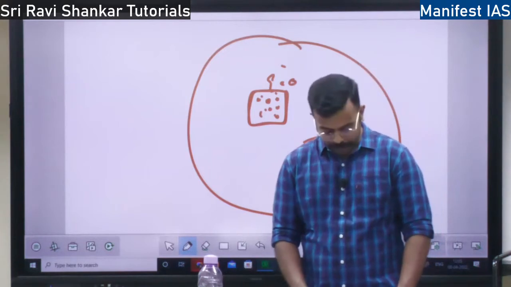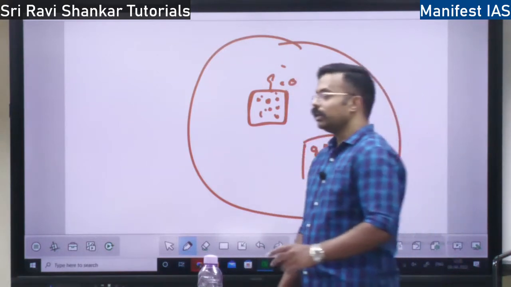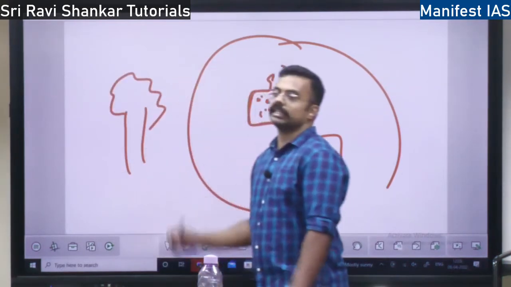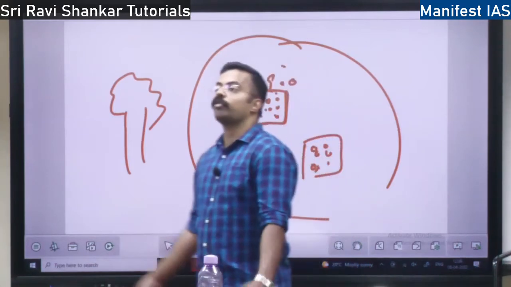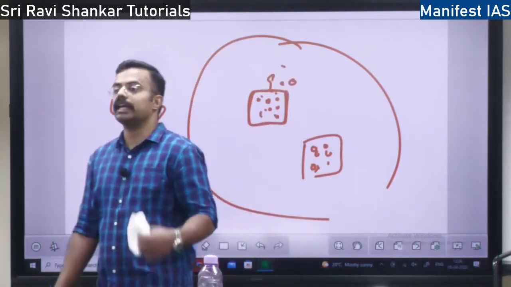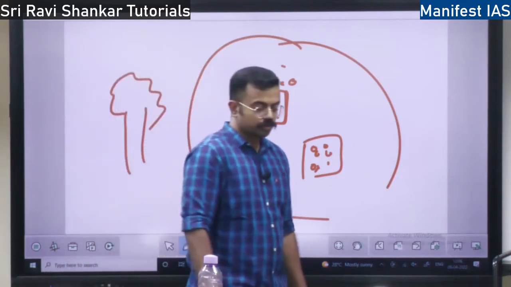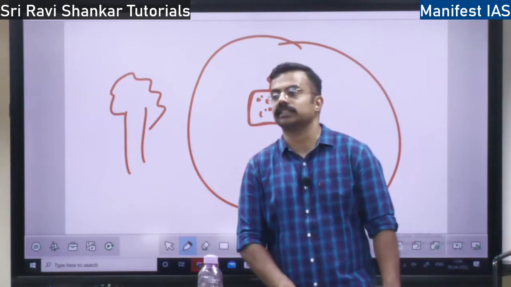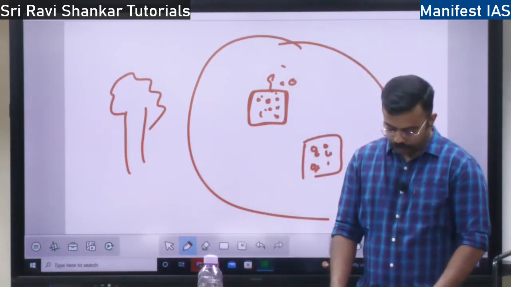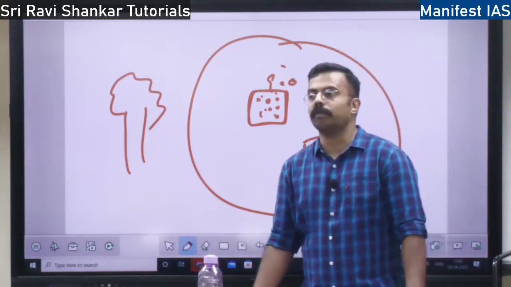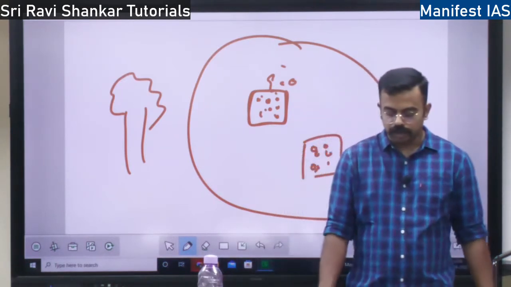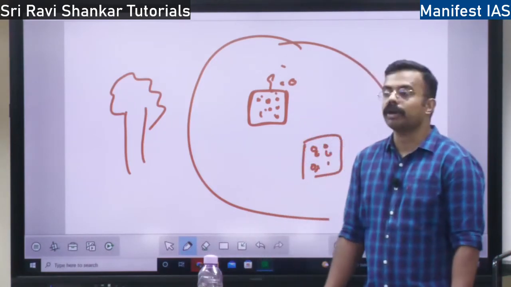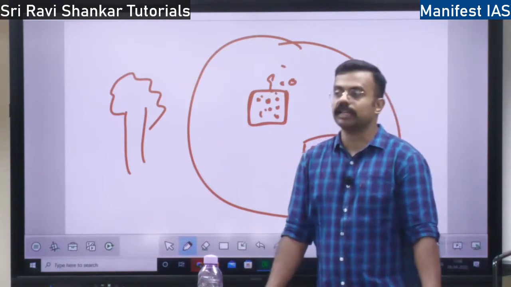Ecosystem example: there might be a small tree. This tree could be called an ecosystem, or an entire forest like the Amazon forest. That entire forest could be called an ecosystem. So an ecosystem can vary from as small as a tree to as big as a forest, right? With respect to the ecosystem, there are multiple components. These components can be divided into two things. One is the abiotic component, the other is the biotic component.